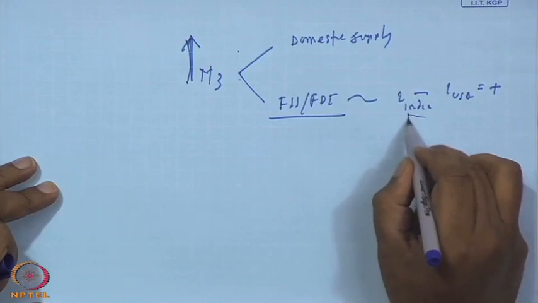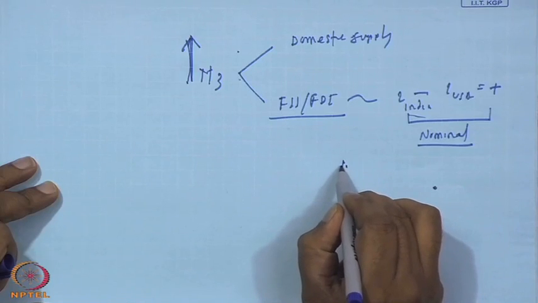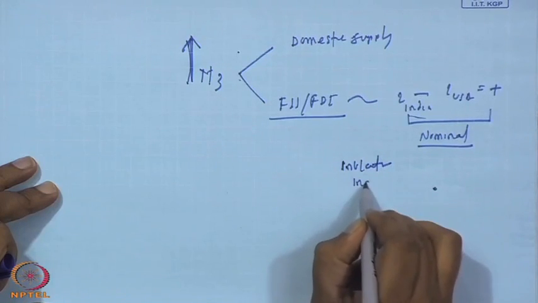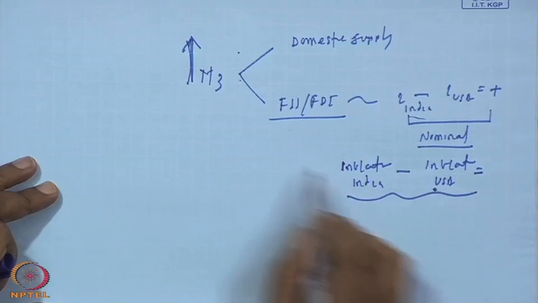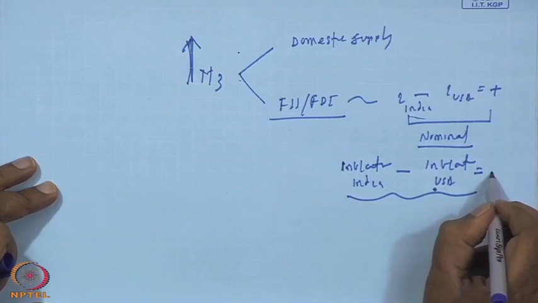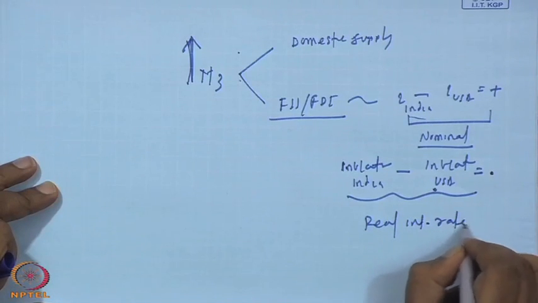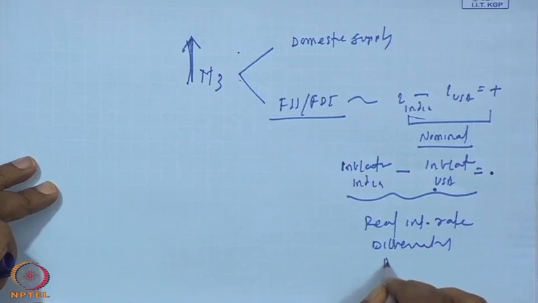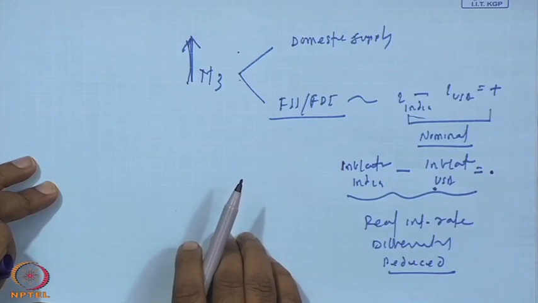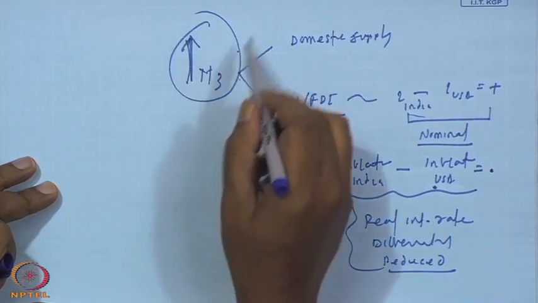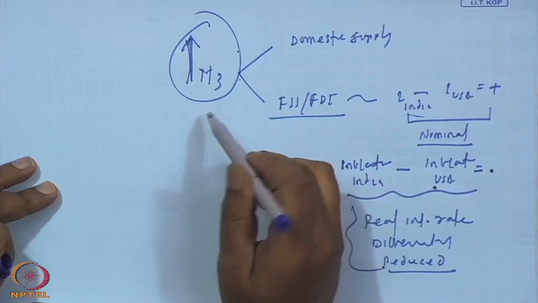The interest rate here is the nominal interest rate, but when inflation in the economy increases, the inflation differential, inflation in India minus inflation in USA, that difference, changes because of the supply of more domestic money. When inflation is more in India, the real interest rate may come down, and the real interest rate differential may reduce. This leads to less FII or FDI investment in the economy. So to some extent, money supply through the interest rate and through the inflation differential also influences the exchange rate.